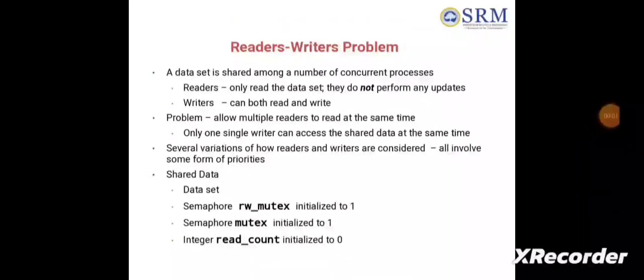The second classical synchronization problem is reader-writer's problem. Readers are those processes which have the rights to read the data, but any number of processes can read the data at a time. The writer process can both read and write or modify the data, whereas only one writer is allowed to modify the data at a time.